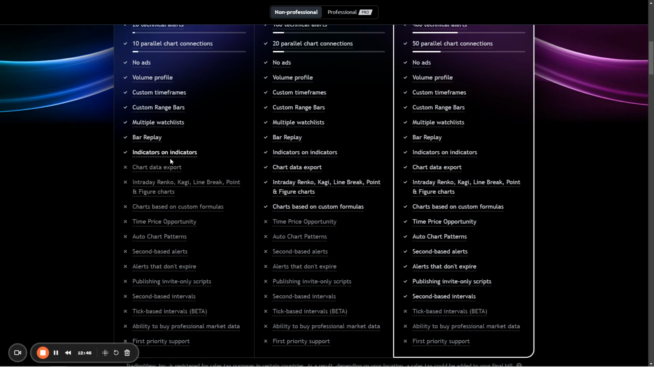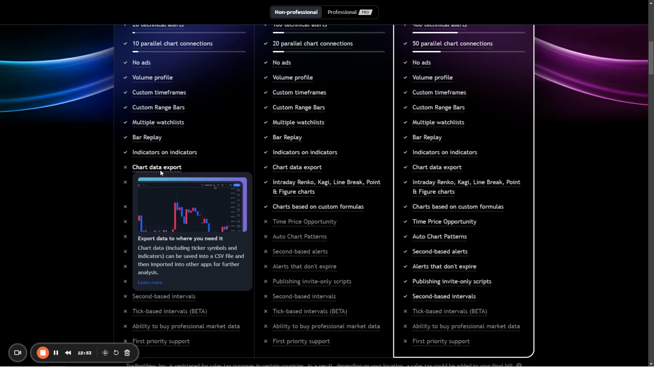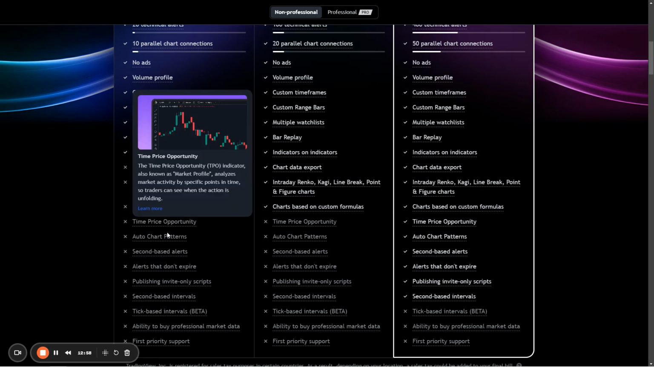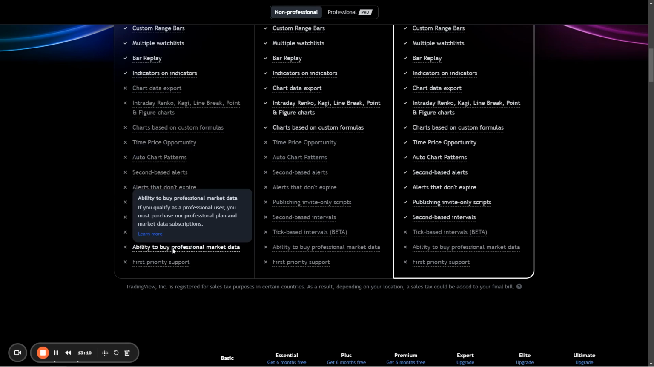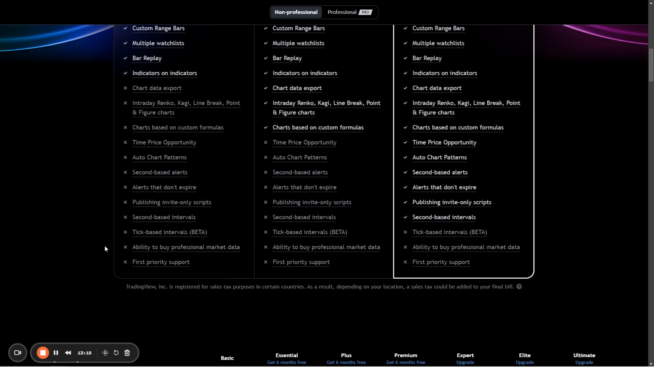Now, here's where it gets different. Here's where it starts to get different. You can see now that these have a few more ticked. Chart data export, so you can look at it and you can export your data. All of this stuff down here, I would literally say is pretty much worthless apart from these two right here, and priority support and buying professional market data. But you won't need that, especially when you're starting. You're not a professional, you're not doing this as a profession yet, right? So priority support, that's great.